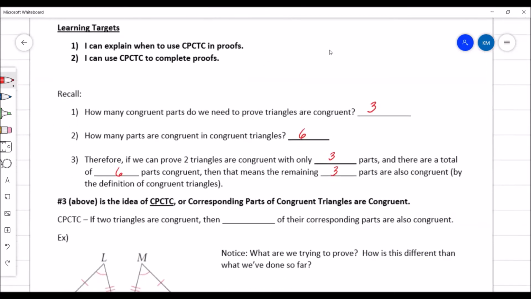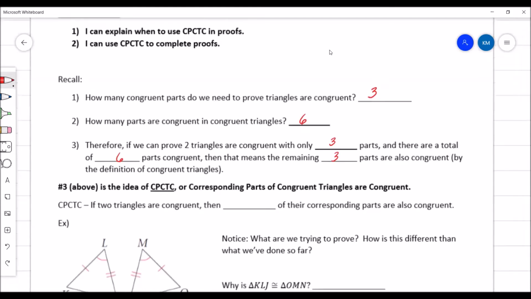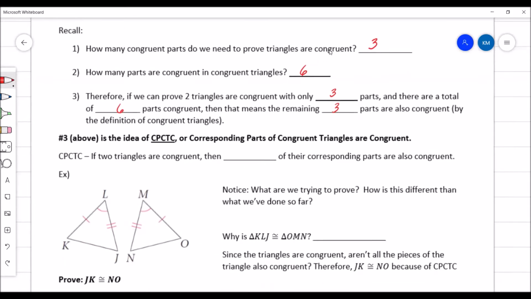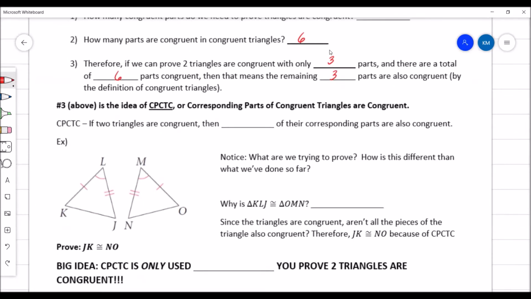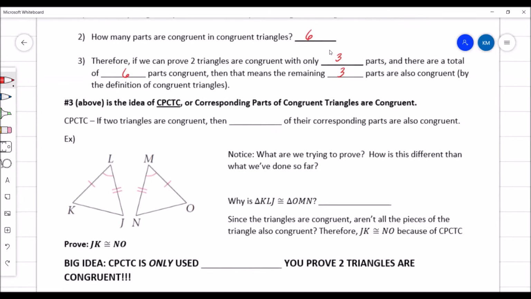See? So this idea, number 3, is CPCTC. That stands for corresponding parts of congruent triangles are congruent. Okay, so CPCTC says if 2 triangles are congruent, then all of their corresponding sides, or all their corresponding parts, are also congruent.